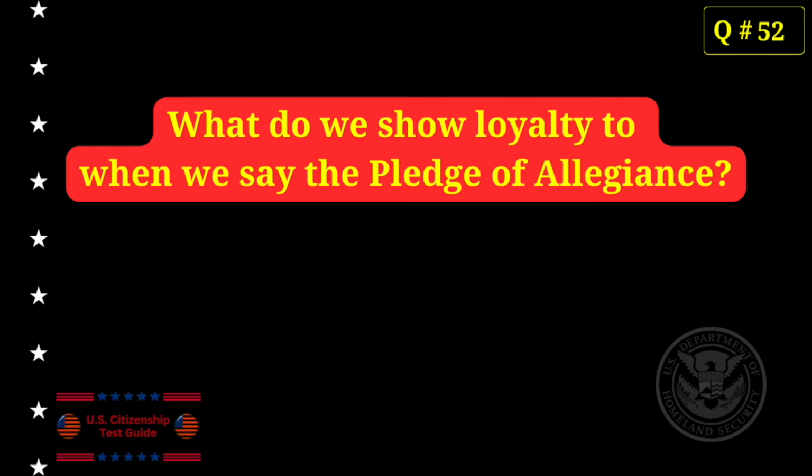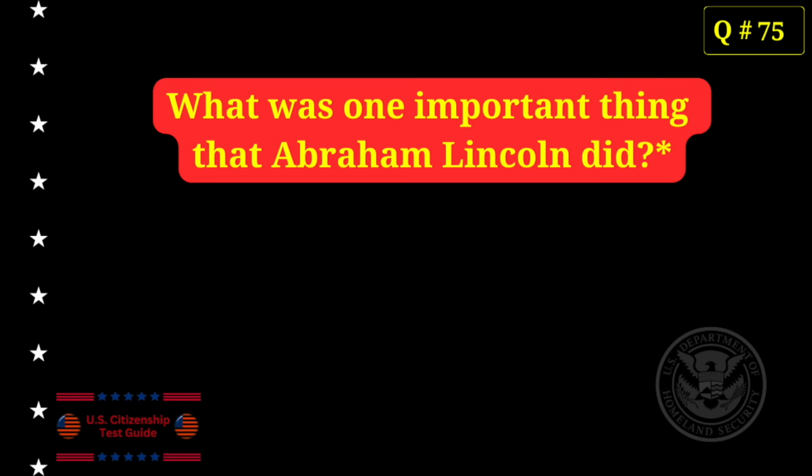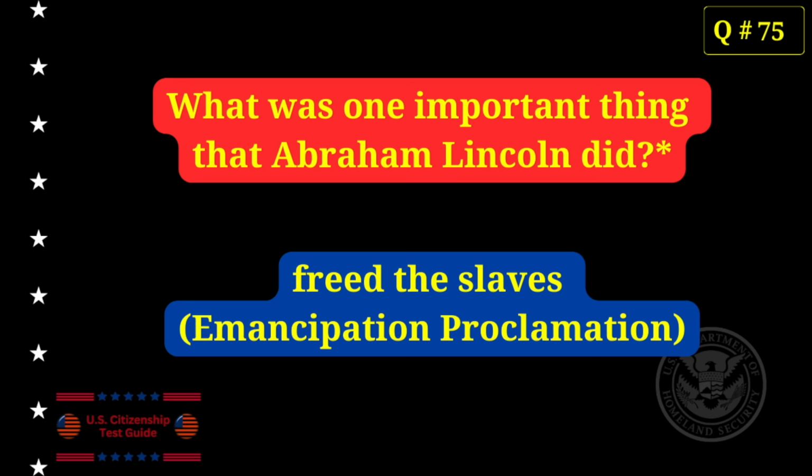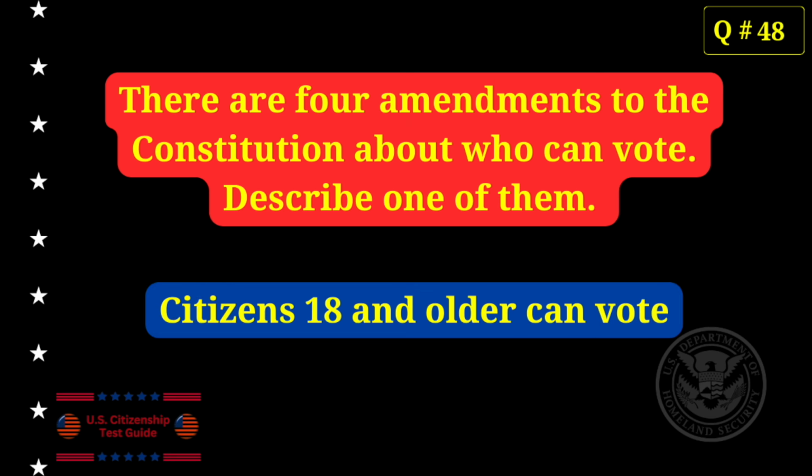What do we show loyalty to when we say the Pledge of Allegiance? The United States. What was one important thing that Abraham Lincoln did? Freed the slaves. There are 4 amendments to the Constitution about who can vote. Describe one of them. Citizens 18 and older can vote.